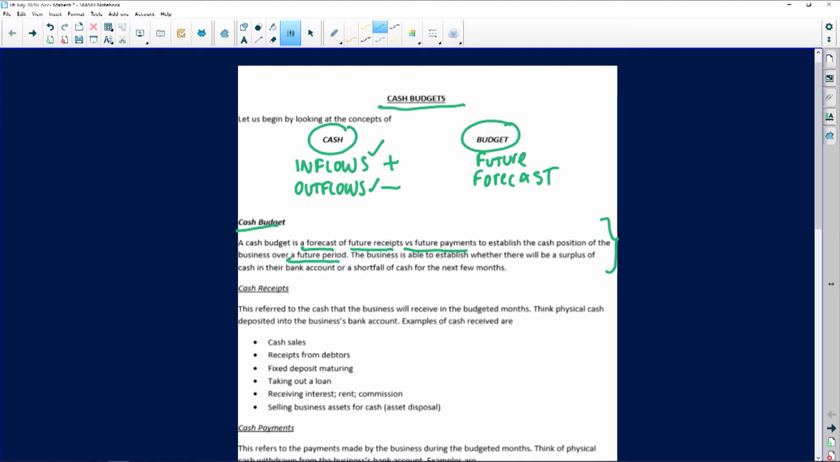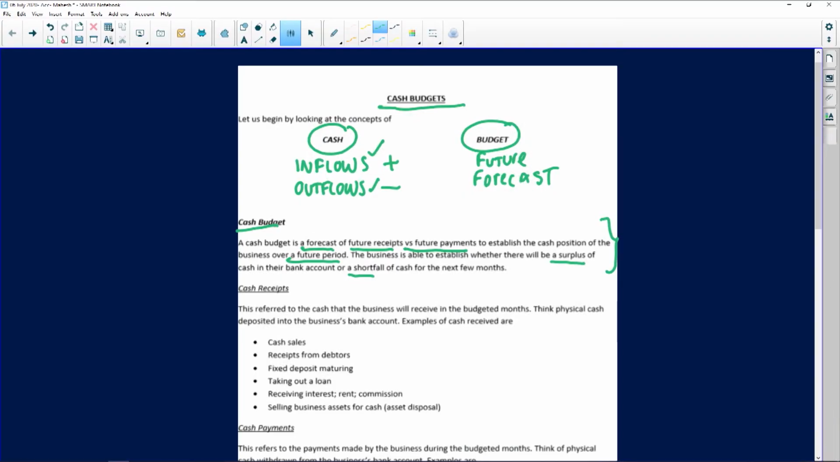The business is also able to establish whether there'll be a surplus, which means money left over in their bank account, or if there'll be a shortfall of cash over the next few months. Shortfall, obviously, means you don't have enough cash in your bank account. Your payments are higher than your expected receipts. Right, so that's the definition of a cash budget out of the way.